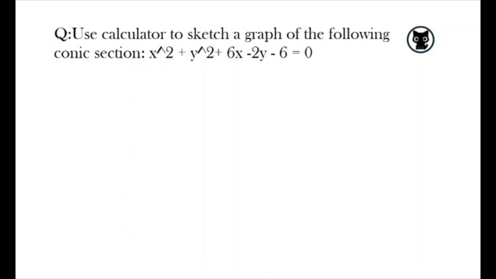Hey guys! So a classmate asked, how do you use the calculator to sketch a graph of the following conic section? x squared plus y squared plus 6x minus 2y minus 6 equals 0. To start off, we first have to know what kind of conic section this equation represents.